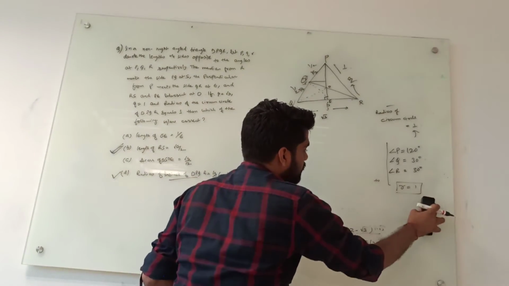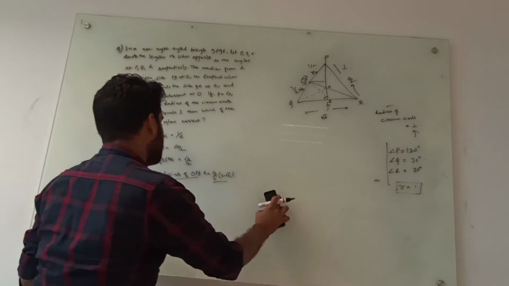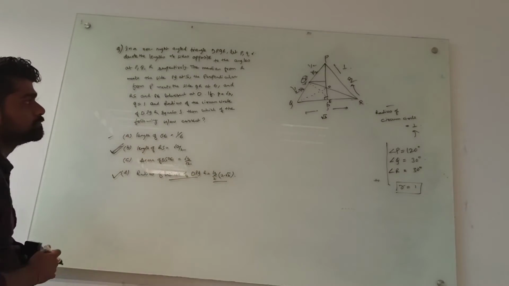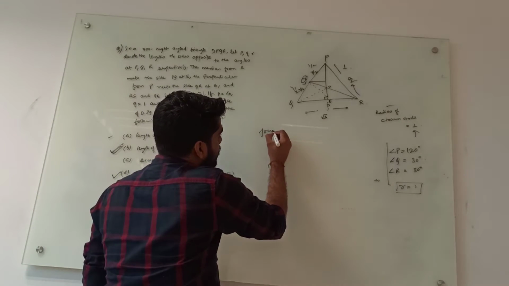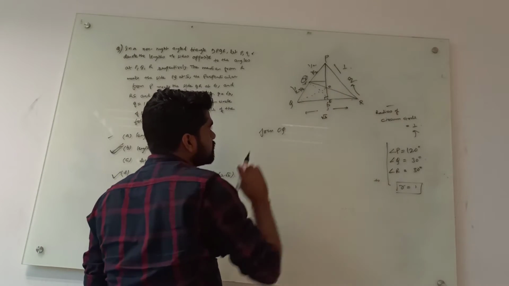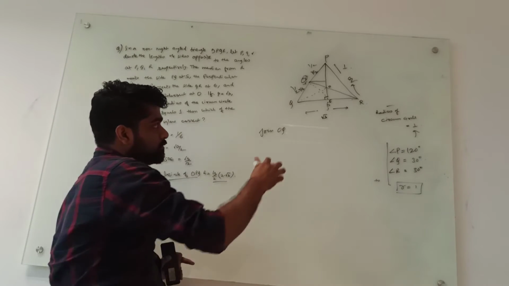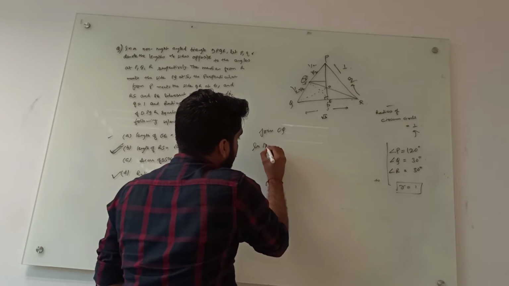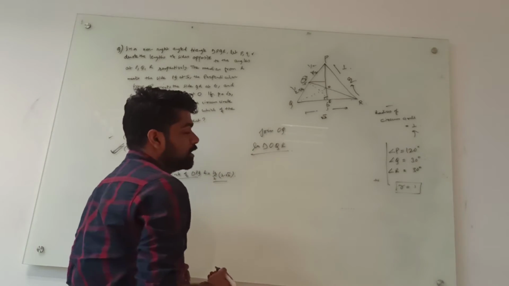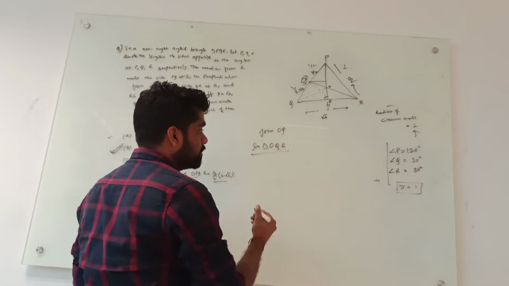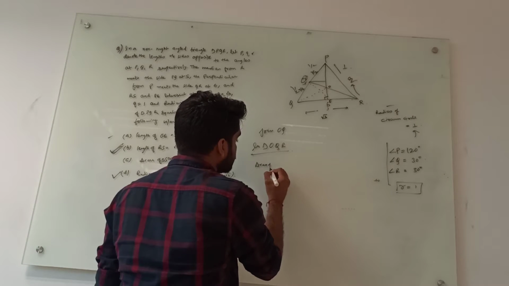Next we will go to find the length of OE. In order to find the length of OE, what do we have to do? Let us join OQ. This one I have drawn, you can see. So what will happen? We can see this particular triangle, triangle OQR. In triangle OQR, we know how to find the area of a triangle. What is the area of triangle OQR?